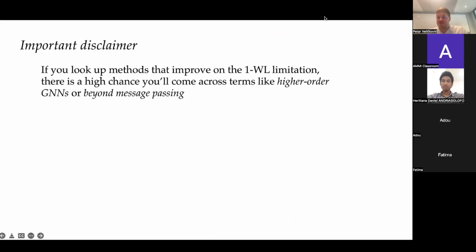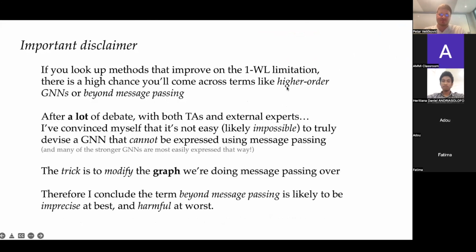Now, one thing that's very important, because I'm sure many of you will doubtlessly look into the literature for these kinds of approaches. If you look up the papers that improve on the Weisfeiler-Lehman limitation, there's a high chance you'll come across some terms like higher order GNNs or beyond message passing. I've had a lot of debate with my teaching assistants at Cambridge and external experts on these terms, and I've actually convinced myself that it's likely impossible, but certainly not easy, to truly devise a graph neural network that you cannot express using message passing. And actually, many of these stronger GNNs that you build are going to be most efficiently implementable using message passing.